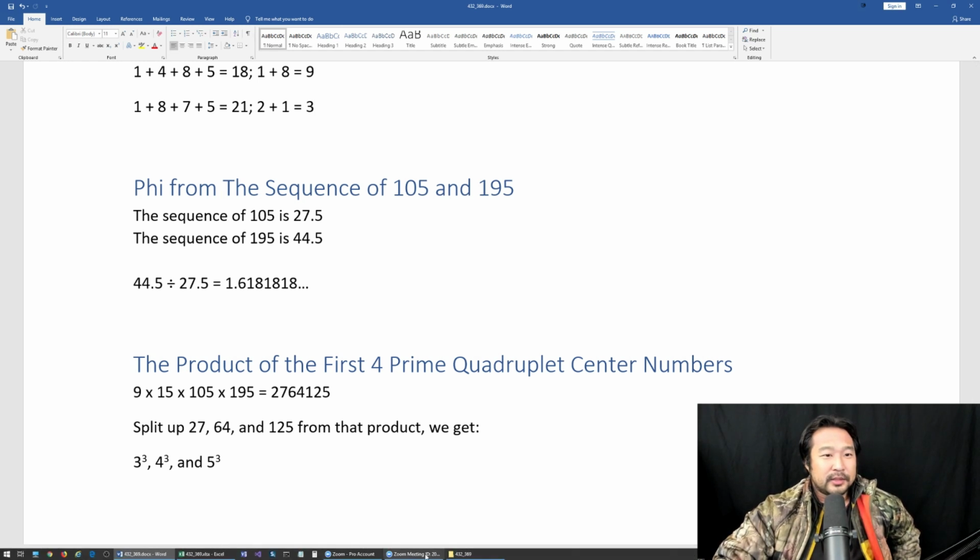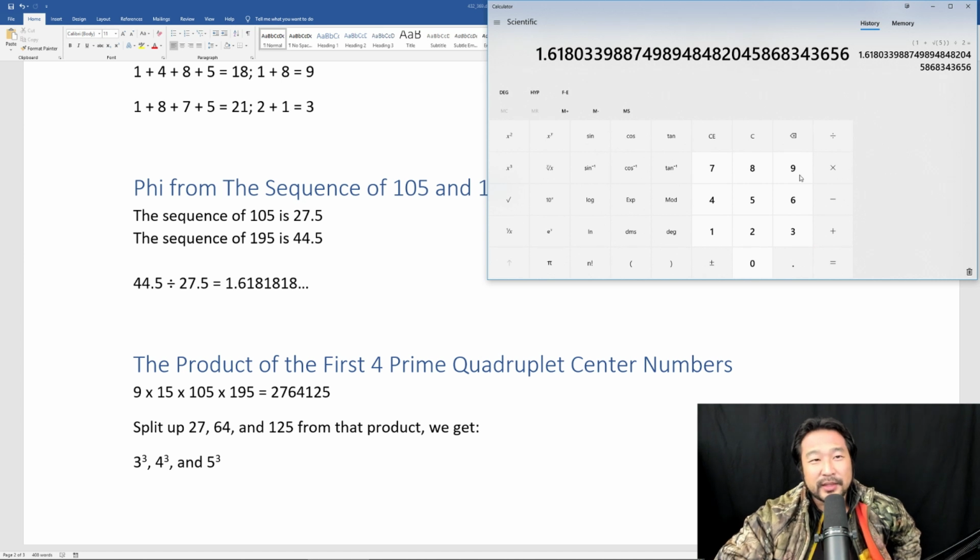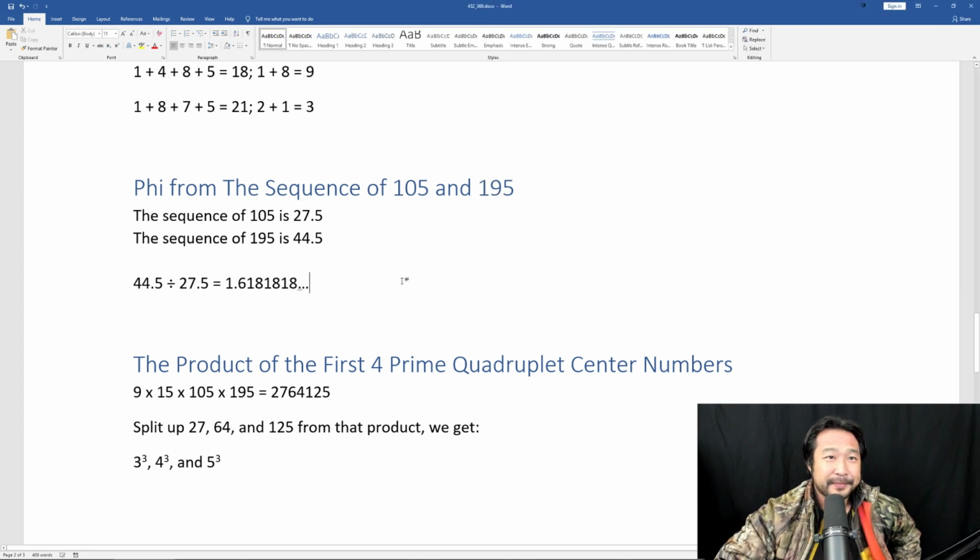Or is it 611? Sorry. Let's get the calculator out. So, phi is 1 plus the square root of 5, divided by 2. So use 1.618. Sorry. So that's phi.